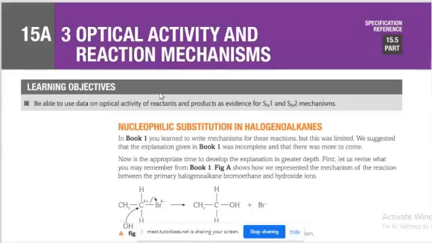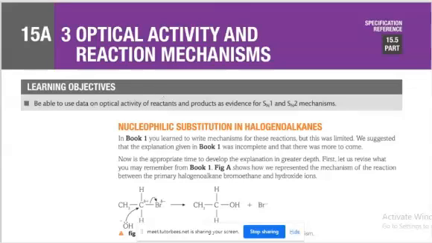Then the second term is nucleophilic. There are two common terms in chemistry: electrophiles and nucleophiles. Nucleophile means an electron-rich species, meaning they are nucleus-loving. They have sufficient electron density. And if you're talking about electrophiles, these are electron-deficient species. They have a positive charge in them.